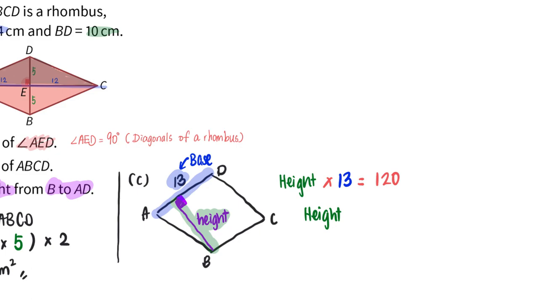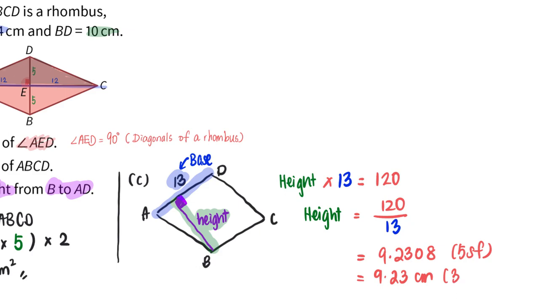I simply divide by 13 on both sides to give me a value of 9.2308 to 5 significant figures, followed by 9.23 cm to 3 significant figures.